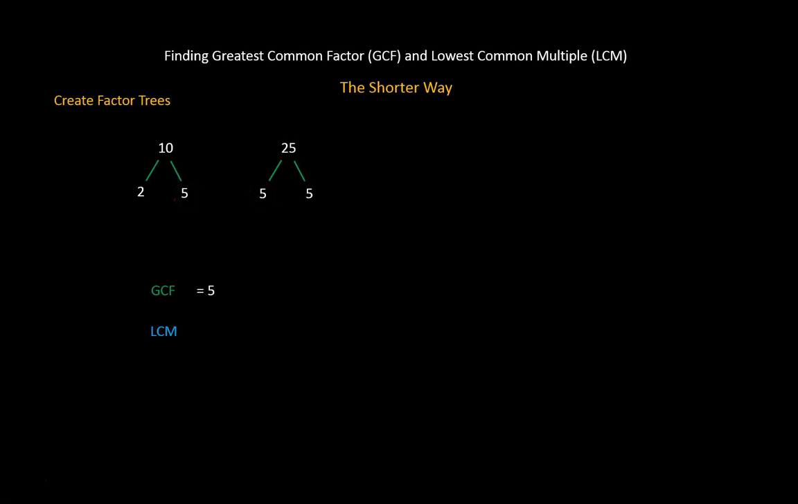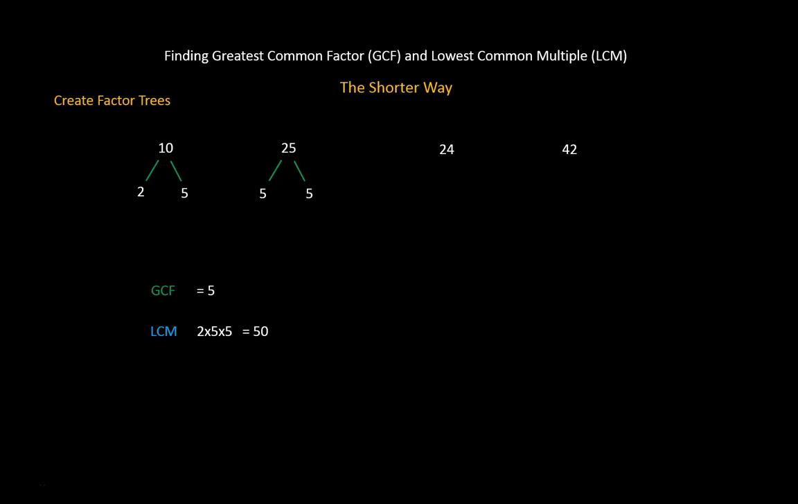Now for the lowest common multiple. We look at 2 and notice that it's the only 2 between the two numbers, so that has to be involved. And then we see 5 occurring once under 10, but twice under 25. We take 5 where it occurs most often, 2 times under 25, and combine it with 2. The 2 and the 2 5s are multiplied together to get 50, and that is the lowest common multiple.